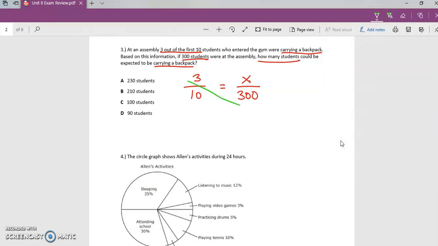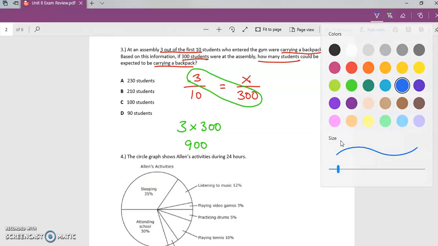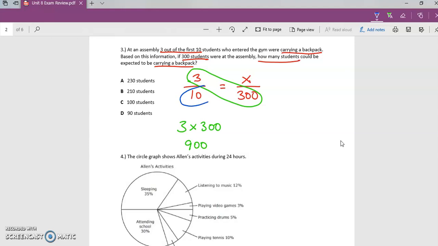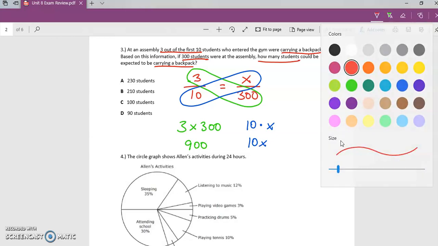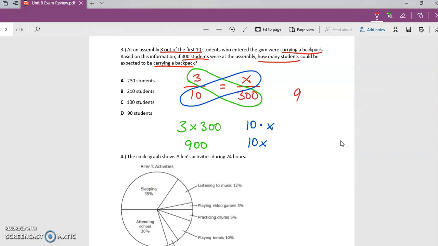I can say, okay, what's 3 times 300? 3 times 300 equals 900. And then for the other numbers, I would say, okay, what's 10 times x? 10 times x is just equal to 10x. So now I have, again, where I can write it out as they're equal to each other, 900 is equal to 10x.